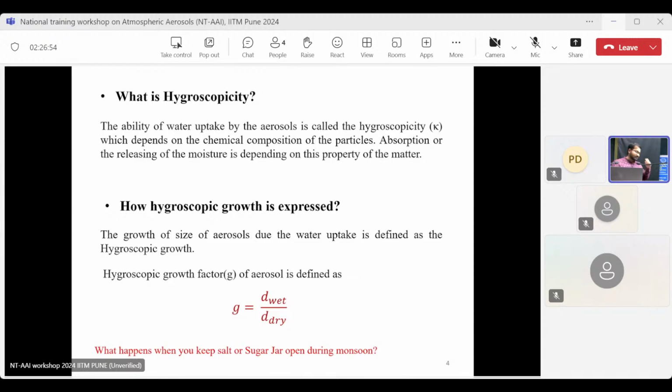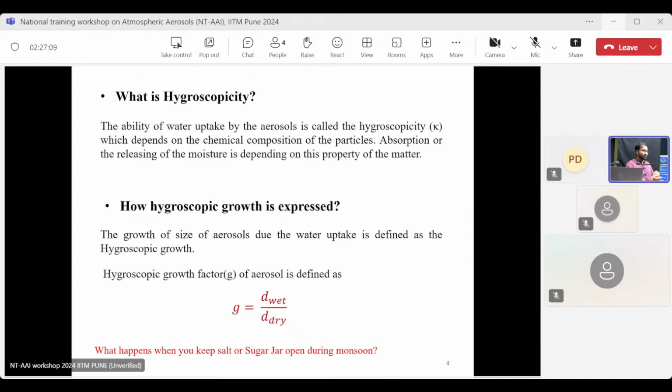There is a small question I have posed. If you keep your salt or sugar jars open during monsoon season, what will happen? What do you tend to see? It will become moist and absorb water.